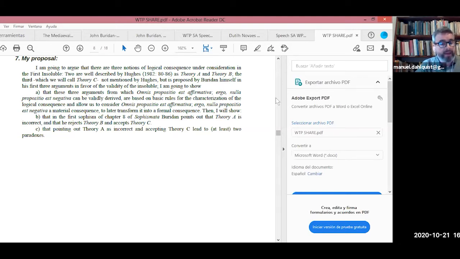I am going to show, A, that these three arguments, from which omnis propositio est affirmativa, ergo nulla propositio est negativa can be validly derived, are based on basic rules for the characterization of logical consequence, and allow us to consider omnis propositio est affirmativa, ergo nulla propositio est negativa a material consequence, to later transform it into a formal consequence. Then I will show, B, that in the first sophism of chapter 8 of Sophismata, Buridan points out that theory A is incorrect and that he rejects theory B and accepts theory C. C, that pointing out theory A as incorrect and accepting theory C lead to, alas, two paradoxes.